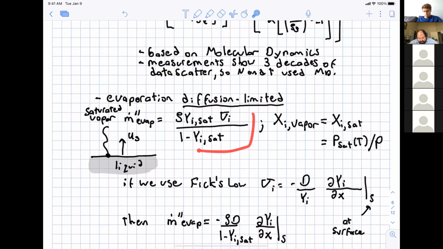And so you can go through some steps, and on your homework 3 you have this problem. You're going to show that under such conditions, where you apply the boundary condition that the mass fraction of species i on the gas phase side is equal to the saturation conditions, you wind up with this nifty expression here for the evaporation mass flux.